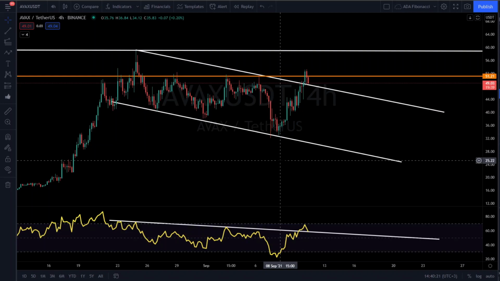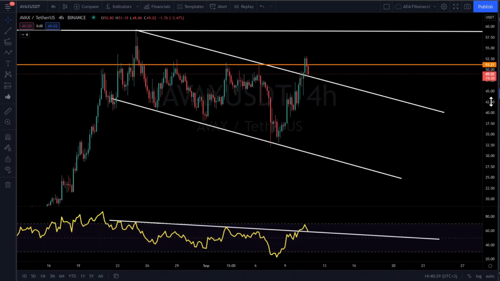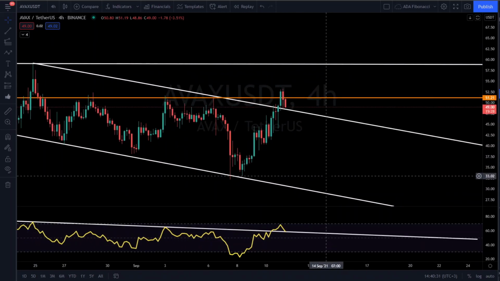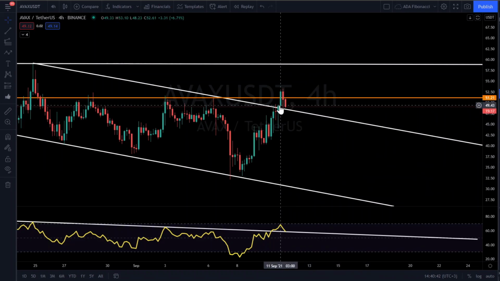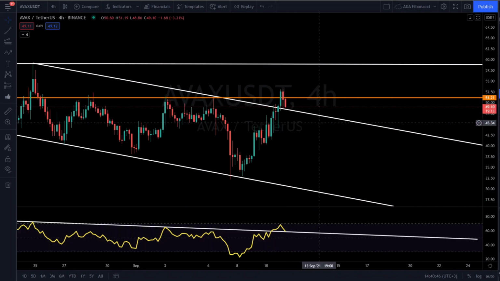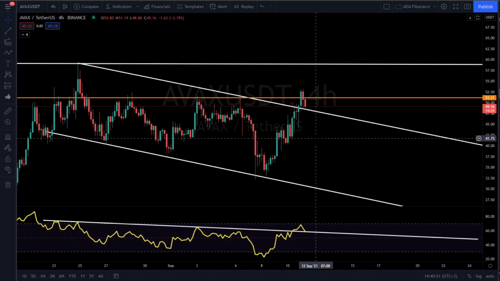So the first thing that I told you needs to happen is that we need to break this upper resistance line. And we can see on the 4-hour chart, which is one of the more reliable charts to take a look at, we closed above the resistance line, and now we are coming back down to test it again. So that was the most important thing that needed to happen.